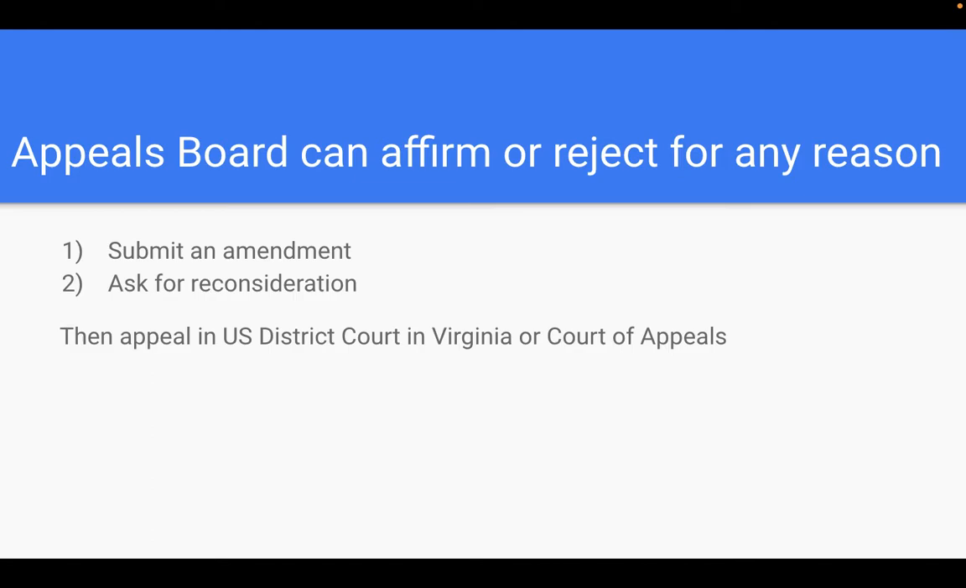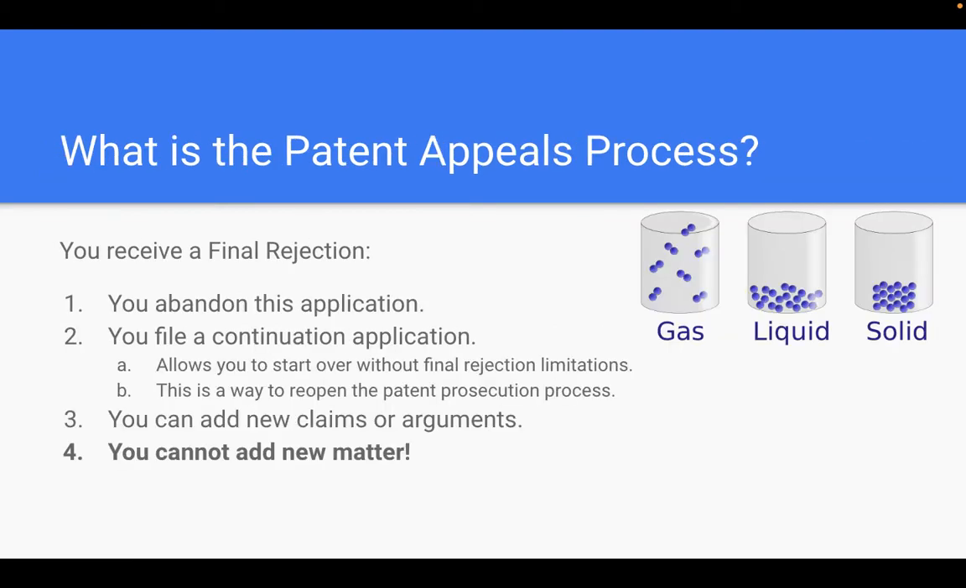Next, the appeal board can decide whether or not they want to affirm or reject the patent for any reason. And if they reject it, then you're going to have to either submit an amendment to the patent, or you could ask for a reconsideration. If you still don't like the judgment, then you could appeal in the U.S. District Court in Virginia or the Court of Appeals.